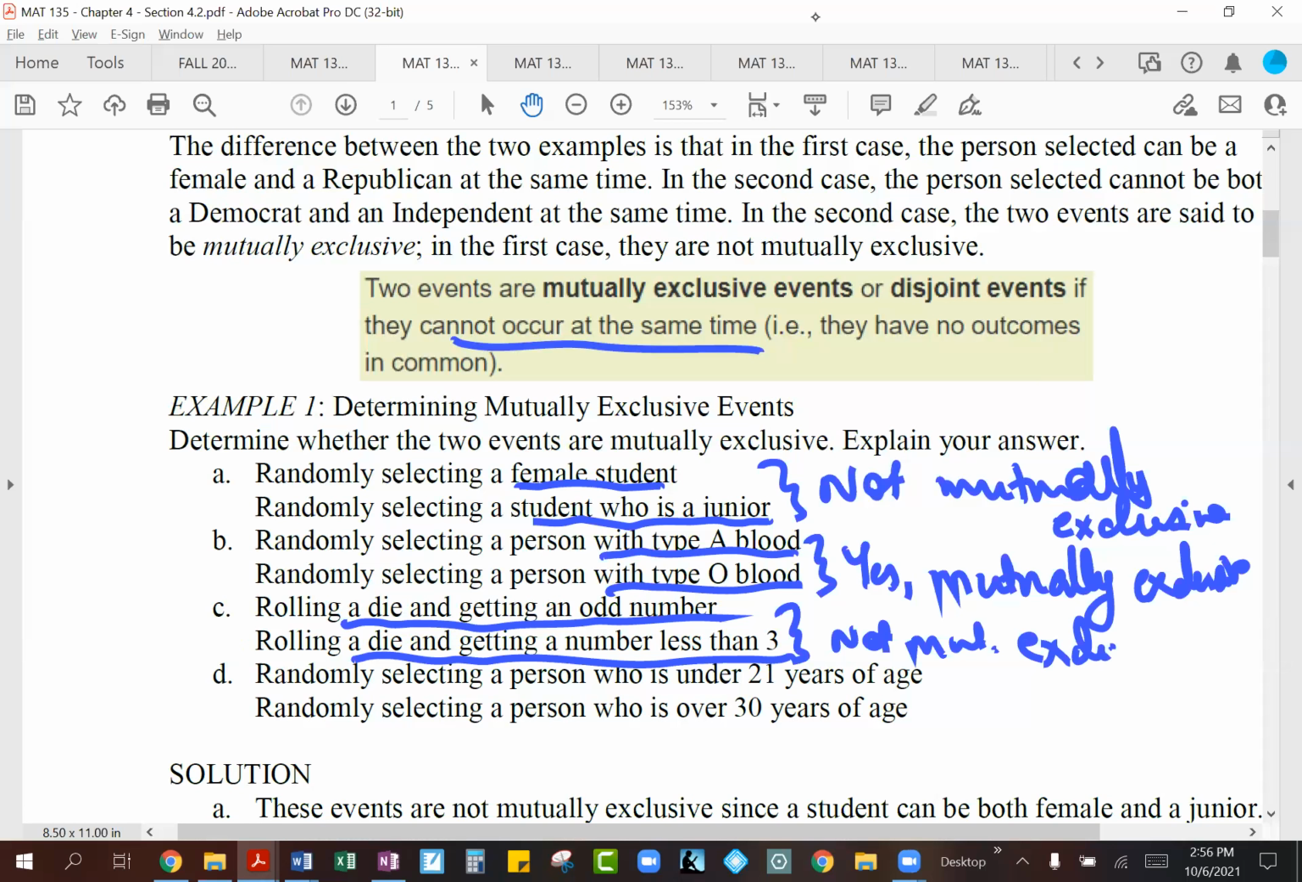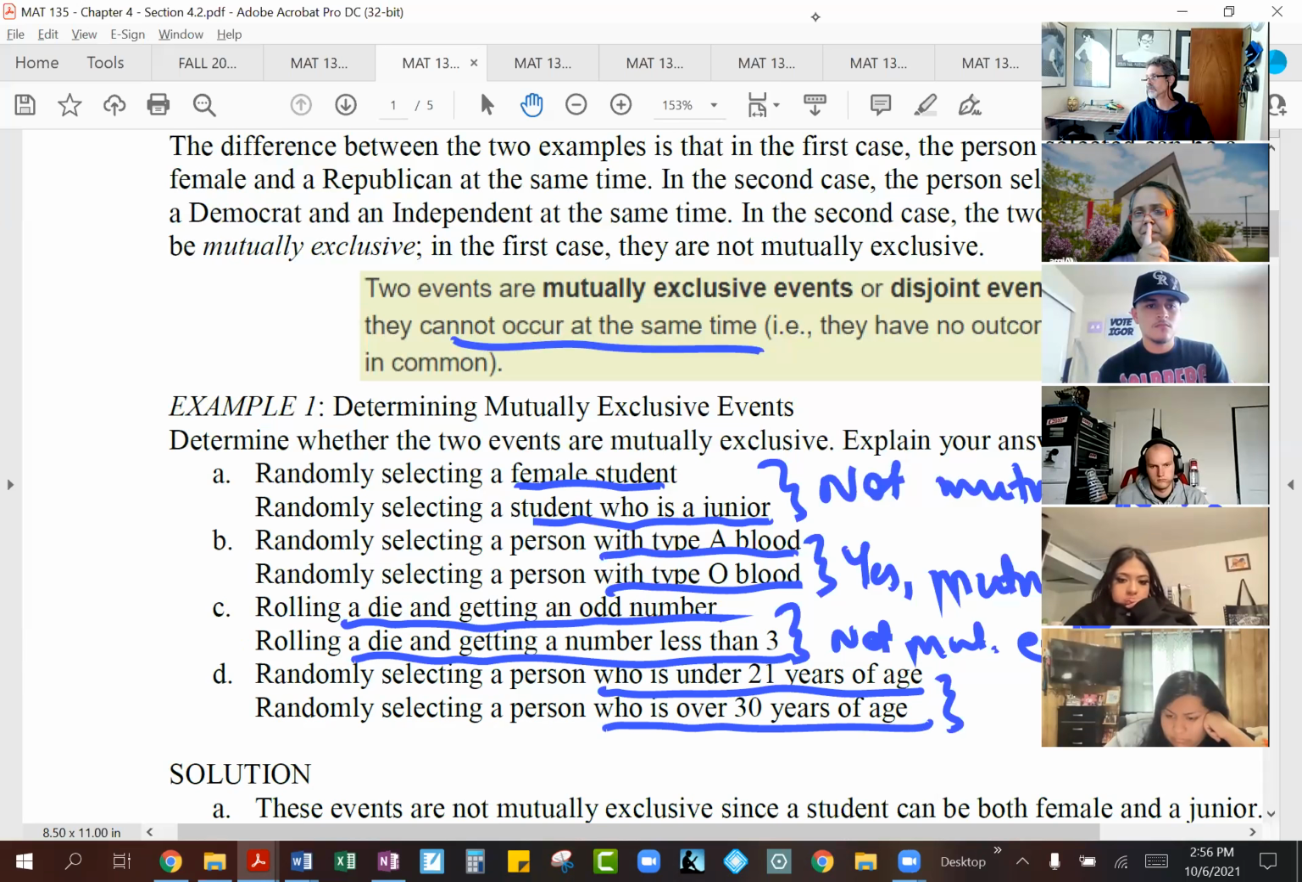Okay, very good. Randomly selecting a person who is under 21 years of age and randomly selecting a person who is over 30 years of age. Can that happen at the same time?